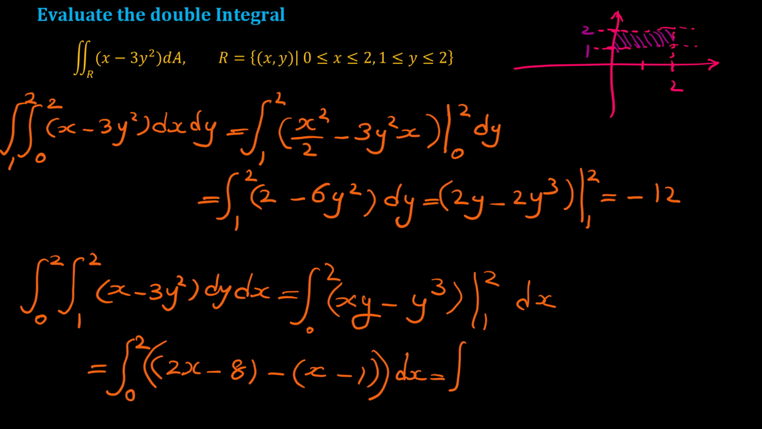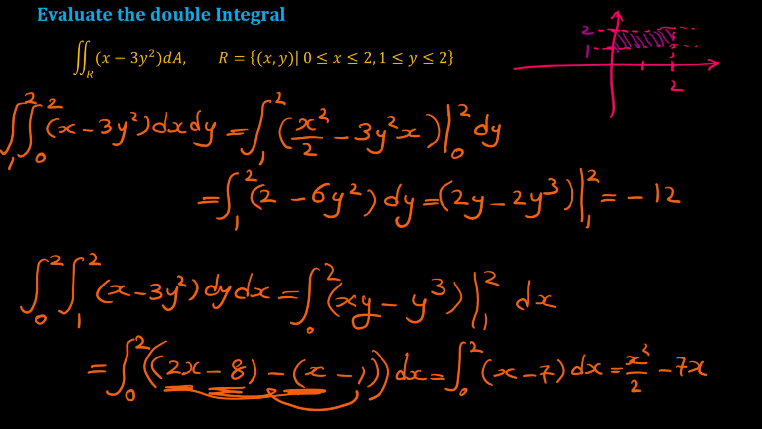If we simplify this, this equals the integral 0 to 2. 2x minus x is x. Minus 8 plus 1 is minus 7 dx. The integral of x is x to the 2 over 2. The integral of 7 is 7x. And all of this is from 0 to 2. If we plug in 2 in this expression, 2 to the 2 is 4, 4 divided by 2 is 2. If we plug in 2 in the other term, 7 times 2 is 14. 2 minus 14 is negative 12.